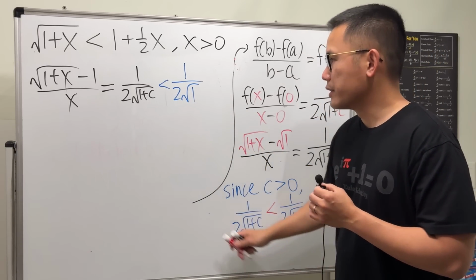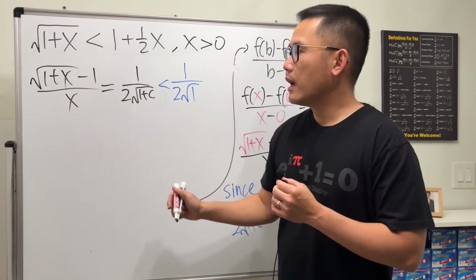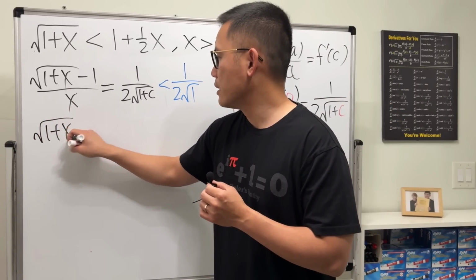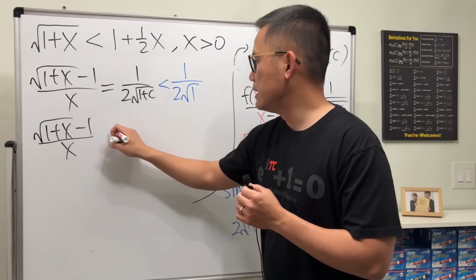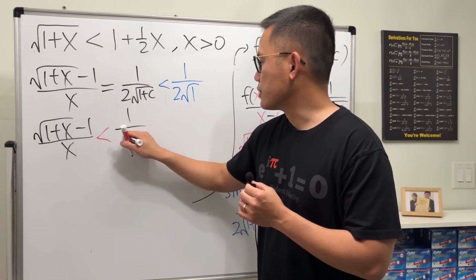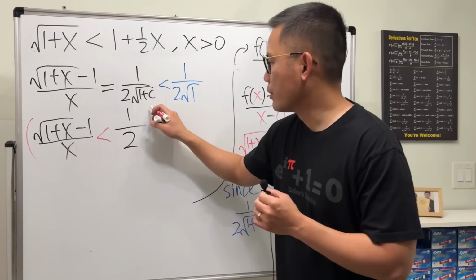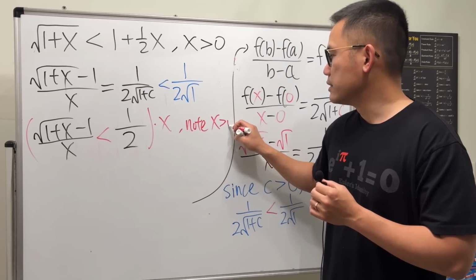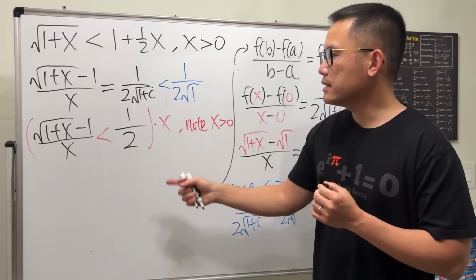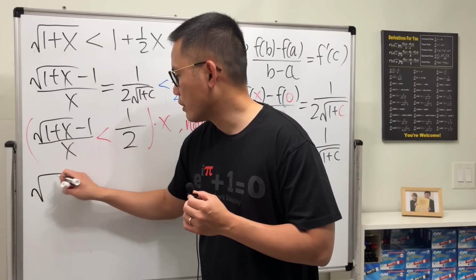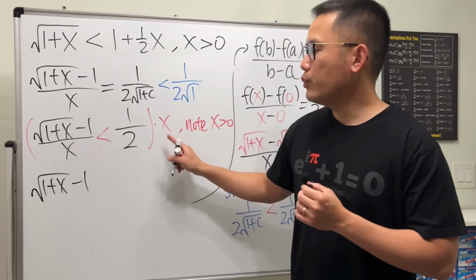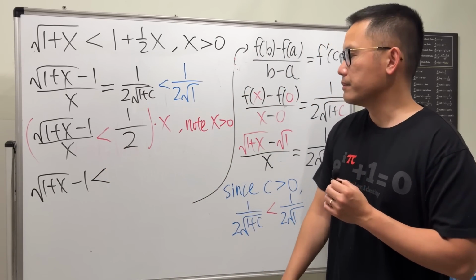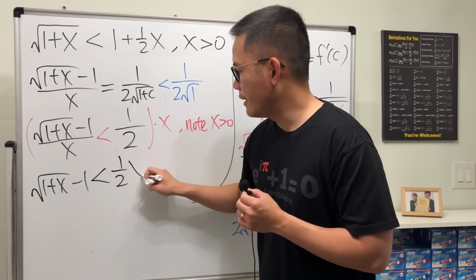So if you look at this inequality, I'm just going to multiply both sides by x. And actually, let me make it more clear by writing this down one more time. So we can say this is less than 1 over just 2. And then I'm going to multiply both sides by x. And note, remember x is greater than 0. So when we multiply both sides by x, this and that cancel. We just have square root of 1 plus x minus 1. And we can just maintain the inequality because we are multiplying both sides by a positive x value, 1/2 x.